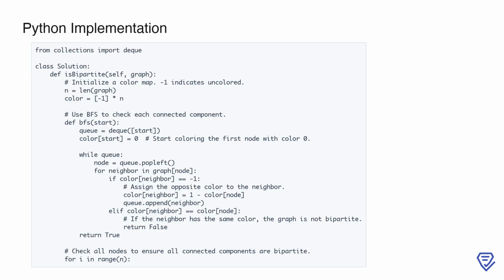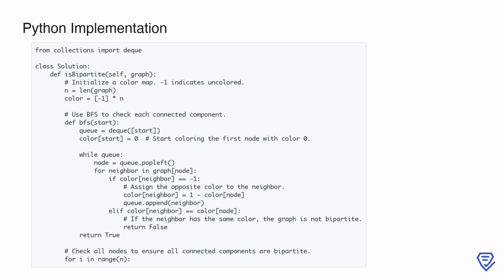Next, we define a helper function called BFS that takes a starting node as its parameter. This function will perform a BFS traversal to determine if the graph is bipartite. Within the BFS function, we begin by initializing a queue with the starting node and assigning it the color 0. Then, we enter a while loop that continues as long as the queue is not empty.